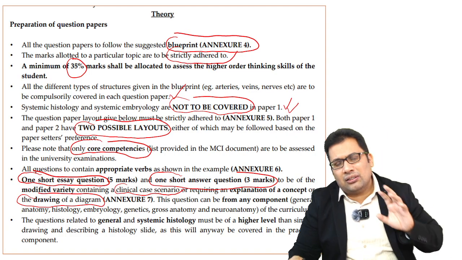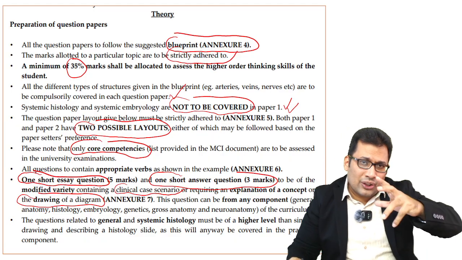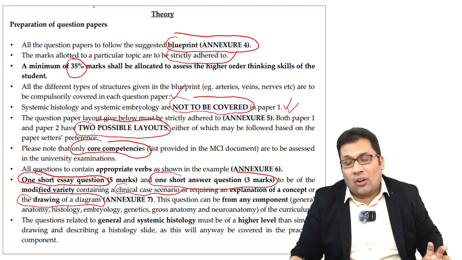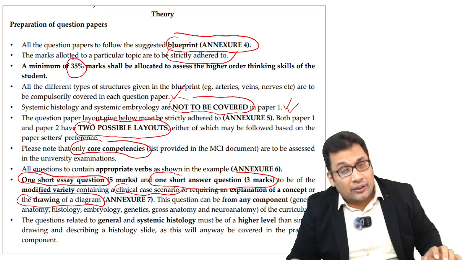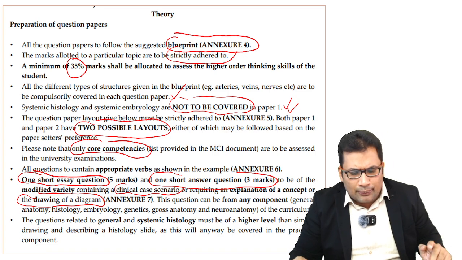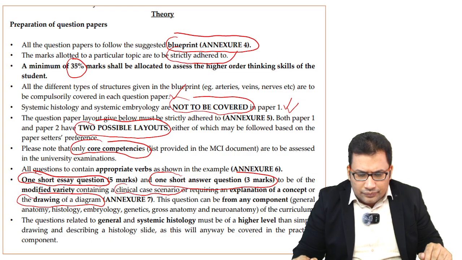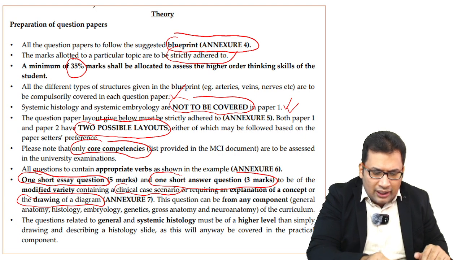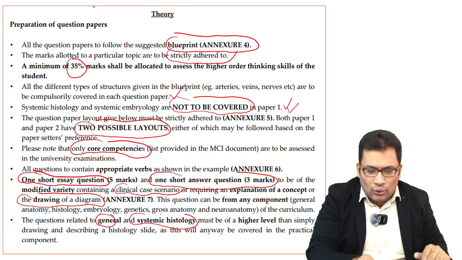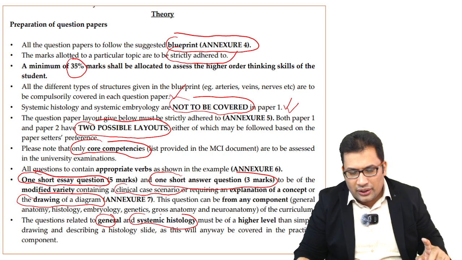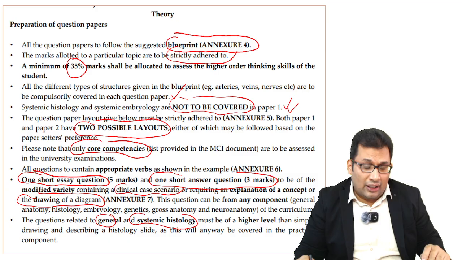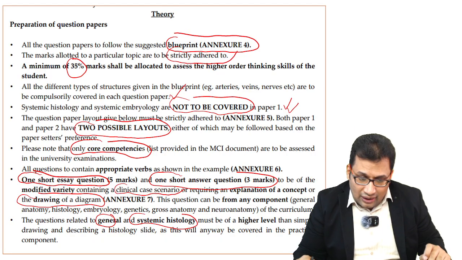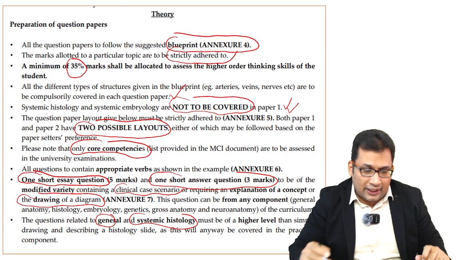Usually in RGUHS a 3 marks question is basically draw a labelled diagram of the fallopian tube and its parts, or draw a neat labelled diagram of the gallbladder, and the question can be framed like that in your exam. The questions related to general and systemic histology must be of a higher level than simply drawing and describing a histology slide, as this will anyway be covered in the practical component.